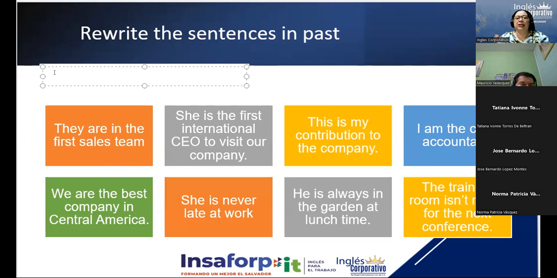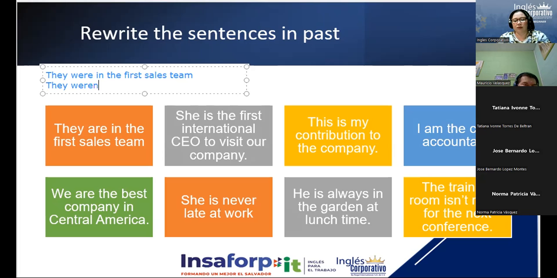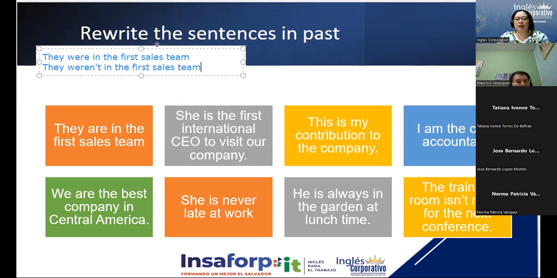Aquí las voy a poner así, ustedes las van escribiendo en su orden, ¿verdad? Okay, they, vamos a cambiar esto. They were in the first sales team. Okay, ahora escribamos la en negativo. They weren't in the first sales team. Ok. Vamos a ver, ahora la siguiente, ¿cómo sería? The gray one. This one.